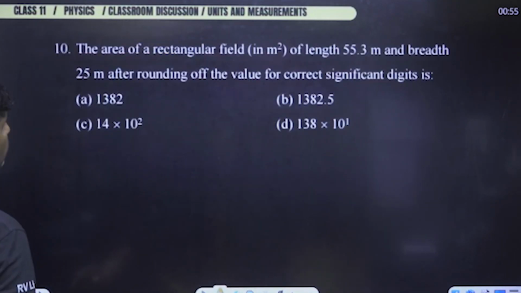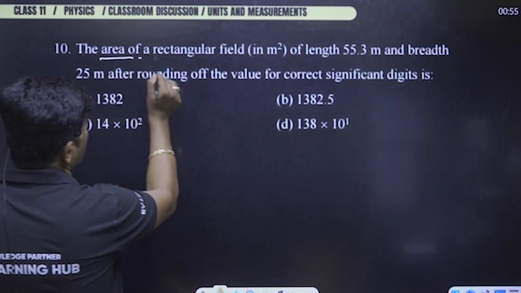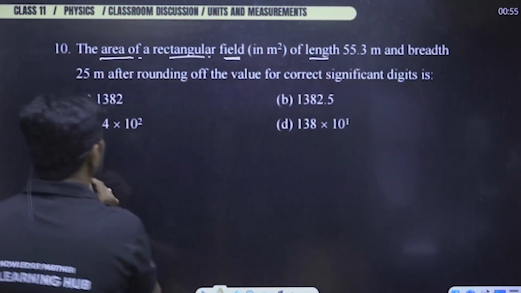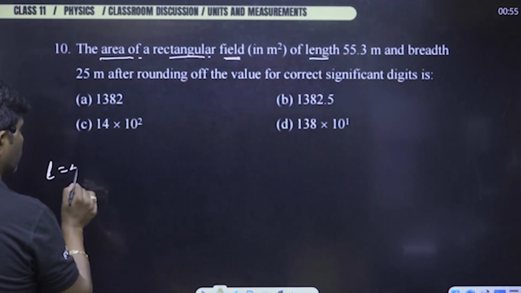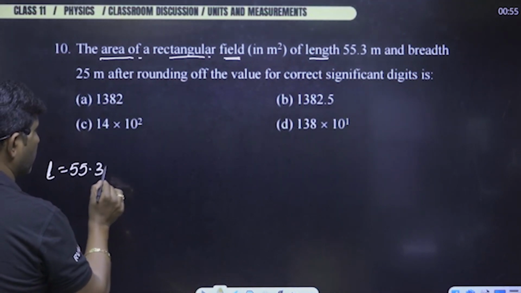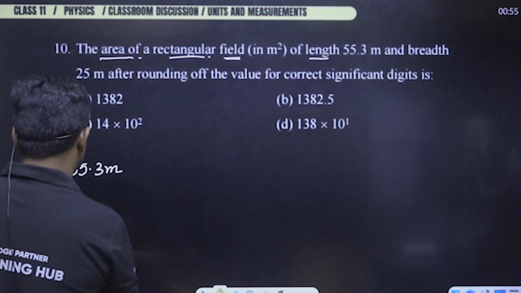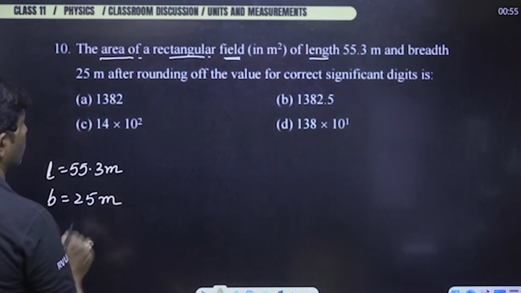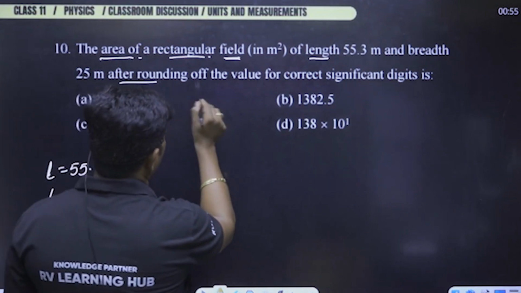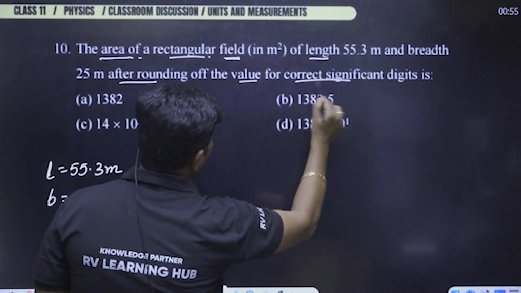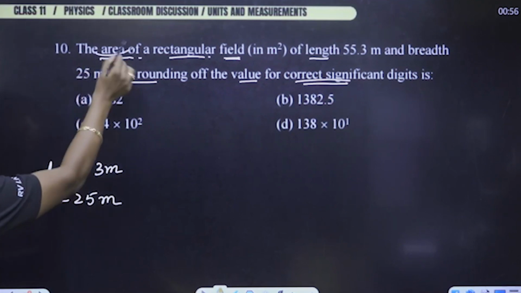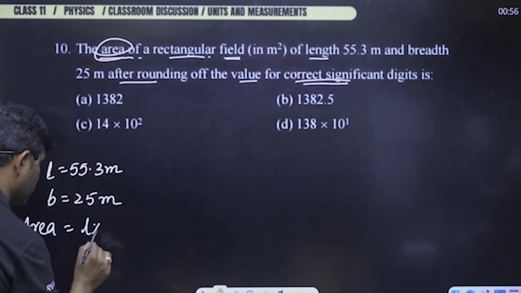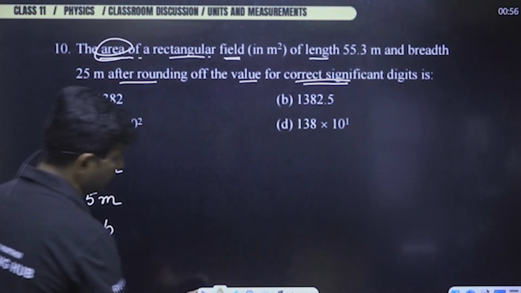What they are saying to us here: the area of a rectangular field of length, what is the length of this rectangular field? It is equal to 55.3 meter. And breadth, what is the breadth they have given? It is 25 meter. After rounding off the value for correct significant figures, they're asking what is the area. We know that area is always equal to length into breadth.